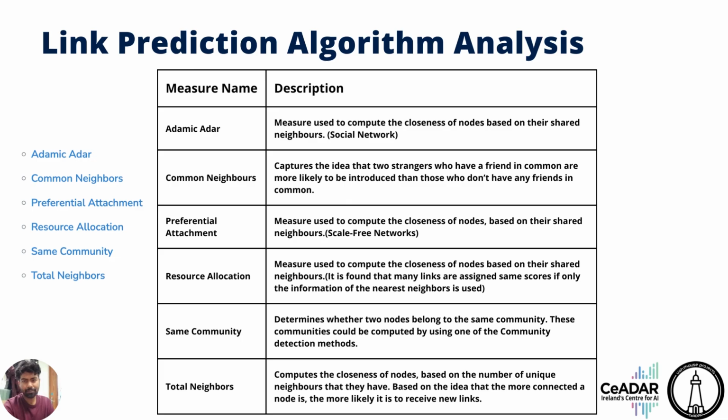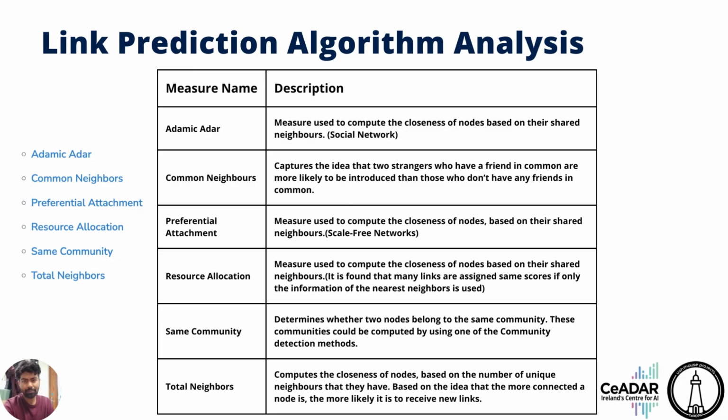Common neighbors. The common neighbors algorithm reflects the idea that two individuals who share a mutual friend are more likely to be introduced to each other. This measure emphasizes the importance of common connections in predicting potential links.